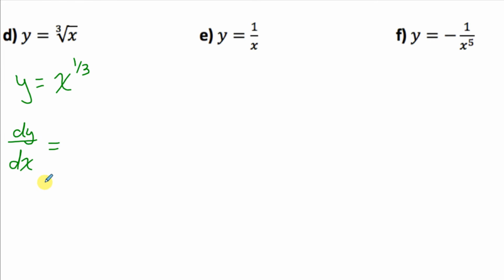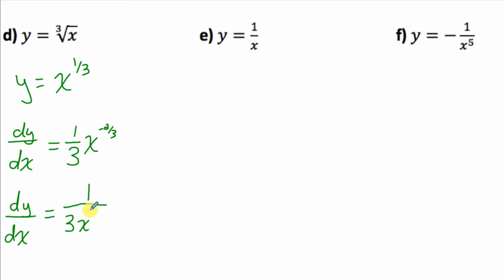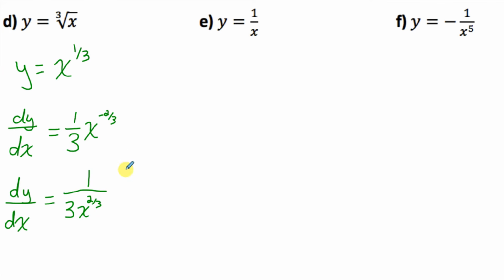Dy over dx equals, bring the 1/3 down as the coefficient, keep the x, reduce the exponent by 1. A third minus 1, so a third minus 3/3 is negative 2/3. Negative 2/3. So since there's a negative exponent, we have to take this power of x, move it to the denominator. So dy over dx equals 1 over 3 times x to the power of positive 2/3. Or cubed root of x squared, however you would want to write it. I'll leave it like that for now.